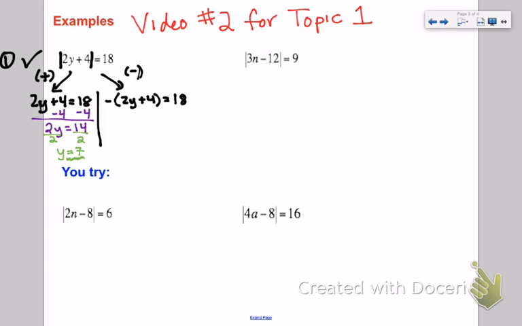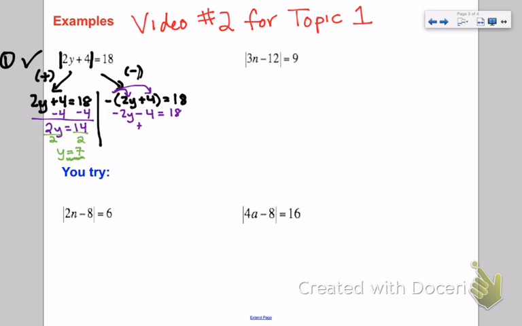Next, we need to solve our negative case. So in order to do that, this time I'm going to distribute so I can show you guys that both ways work. So I end up getting negative 2y plus 4. Oop, I made a mistake. It should be minus 4, right? Forgot to distribute to my second term. Equals 18.